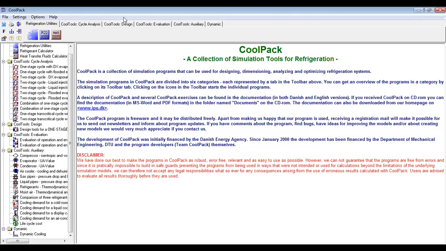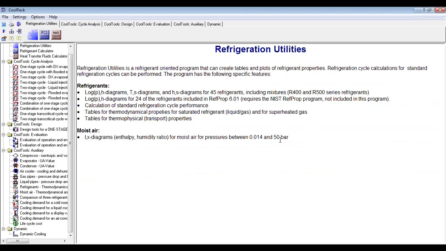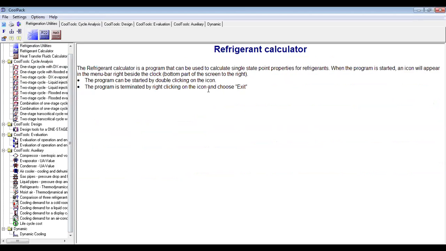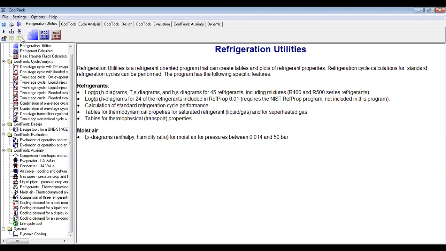Can you see the screen? Yes, sir. So this is the CoolPack software. This is not only for refrigeration. You can go for any of the properties, mainly of the liquid and vapor. You can really use this. For example, if you want to take the properties of any practical refrigerant, let's say here you can see.